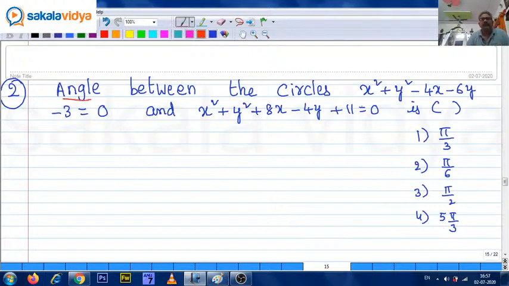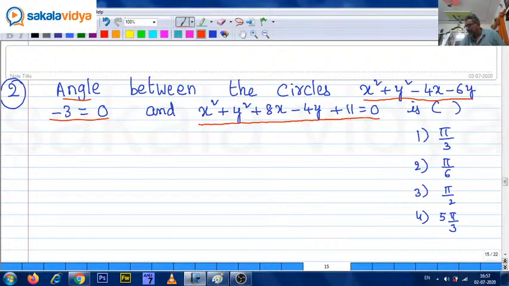Find the angle between the circles x² + y² − 4x − 6y − 3 = 0 and the second circle x² + y² + 8x − 4y + 11 = 0. See, in order to find this, we need to find the center and radii of the two circles. So let us first find the solution.